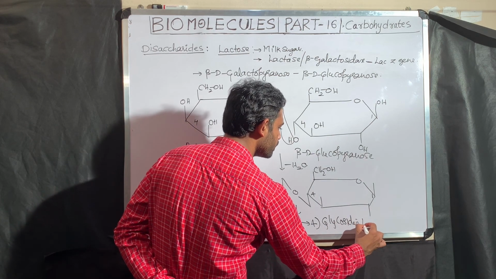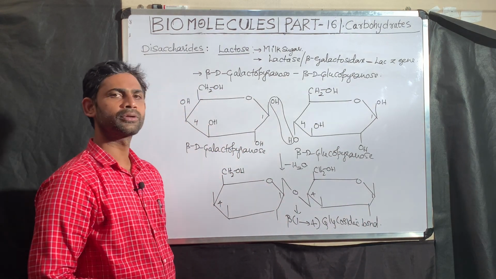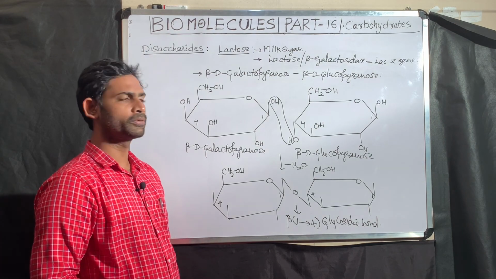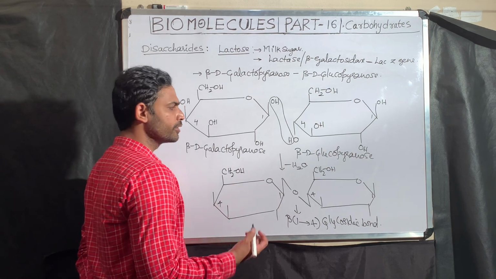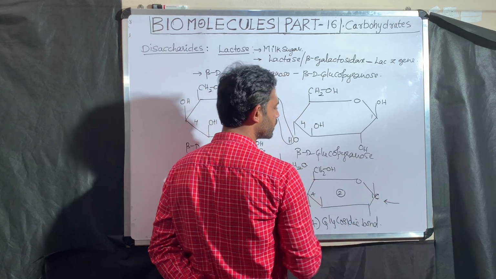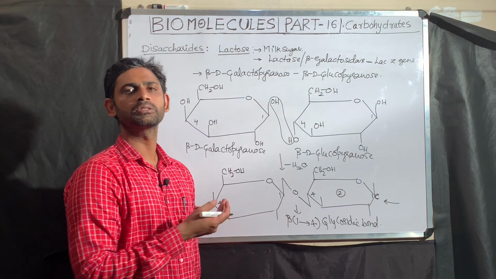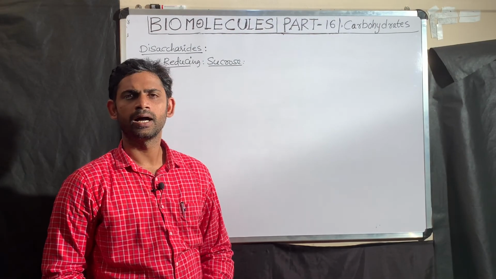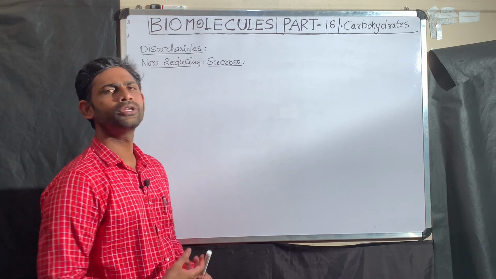So what is the bond in maltose? Alpha 1 to 4 glycosidic bond. What is the bond in lactose? Beta 1 to 4 glycosidic bond. One more conclusion you need to understand. Lactose belongs to reducing sugar, right? The reducing nature is due to the presence of a free functional group in the second sugar, which is glucose. That is why maltose and lactose both belong to reducing disaccharides. After reducing disaccharides, now I am going to explain non-reducing disaccharide.